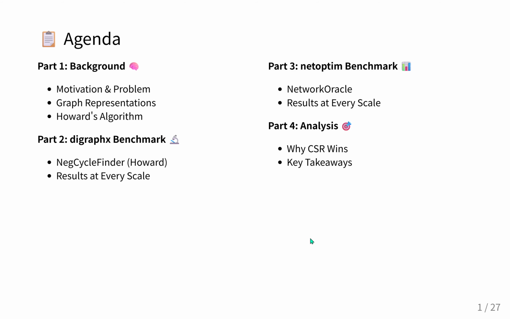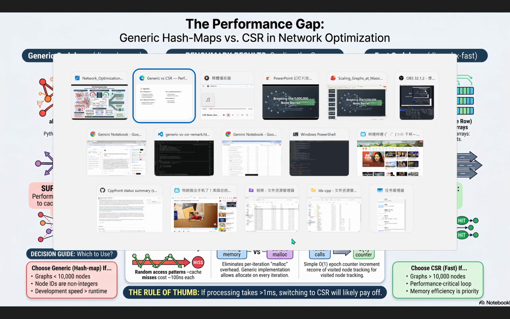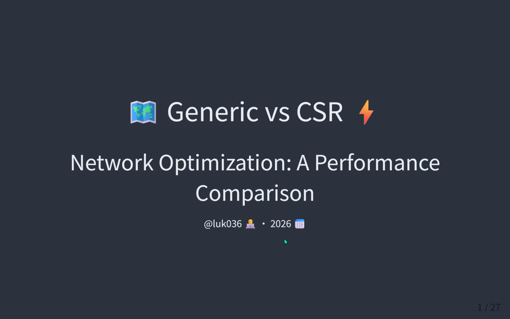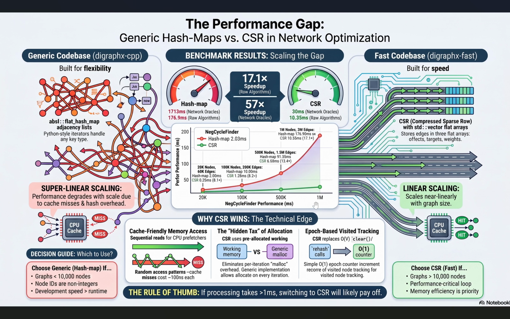Welcome back to another deep dive. Today we're looking at this really brutal 2026 benchmark presentation by developer Lux036, and it's titled Generic versus CSR. Right, and it's a fascinating presentation. The mission for our deep dive today is to explore why your choice of graph representation is basically the single biggest performance lever you have in network optimization. We're going to break down the two main contenders in this space, look at this intense stress test, and extract exactly when developers need to drop their flexible tools and just reach for raw, hardware-aligned speed.